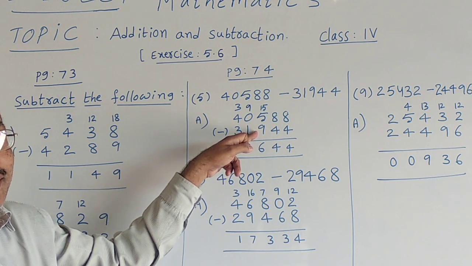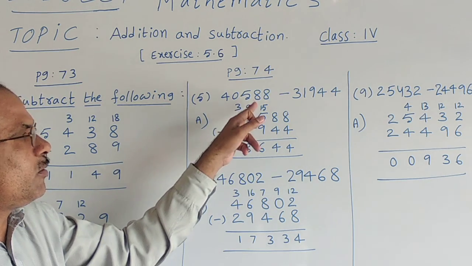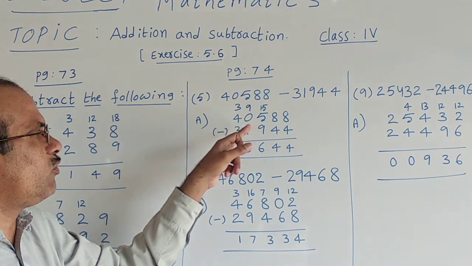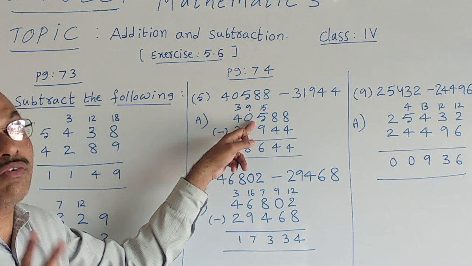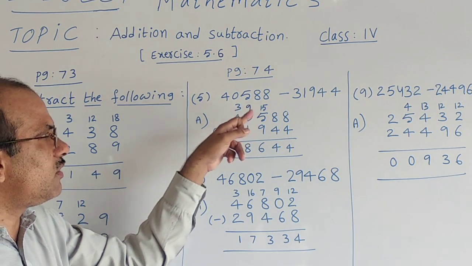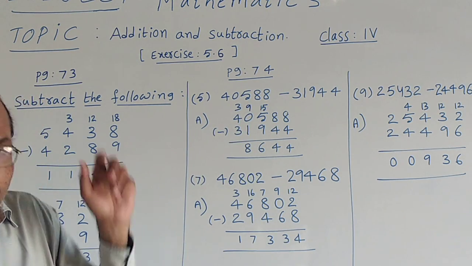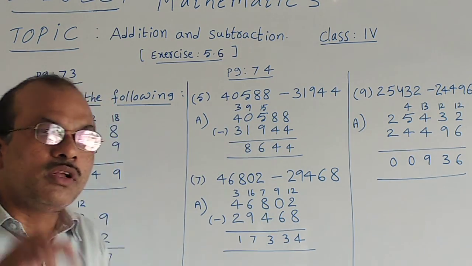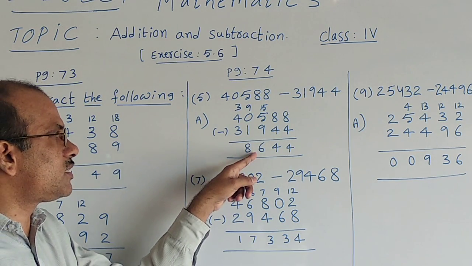We know that fact. So borrow 10. We borrowed 10, and 10 and 5 becoming 15. 10 and 5 addition is 15. 15 minus 9: from 15 if you subtract 9, our answer becoming 6.